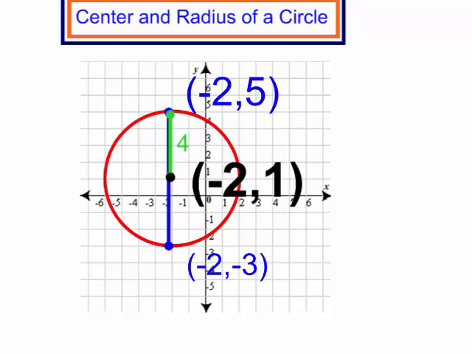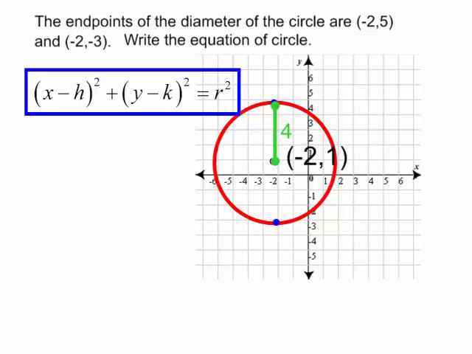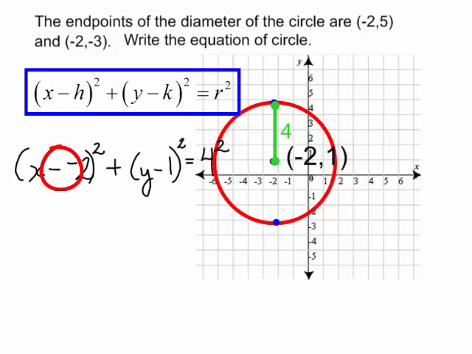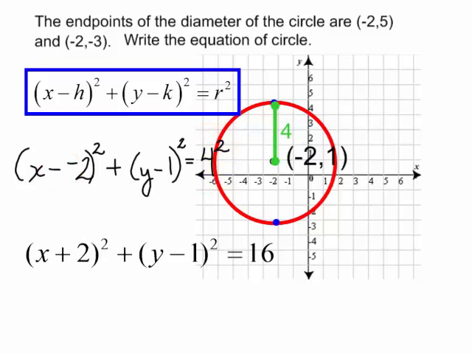So I now know the radius of my circle and the center of my circle. I have everything I need to write the equation of this circle. It will be (x − h)², and h is negative 2. And don't forget to square it, plus (y − k)², which is 1, squared, and the radius is 4. I do have a minus and a negative. That will become a positive, and 4 squared is 16. The equation of this circle is (x + 2)² + (y − 1)² = 16.